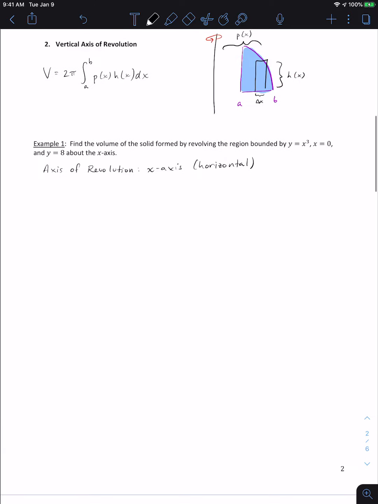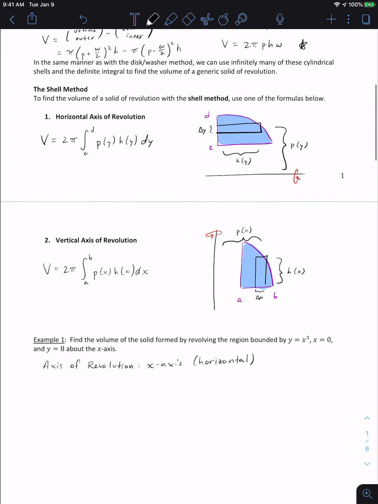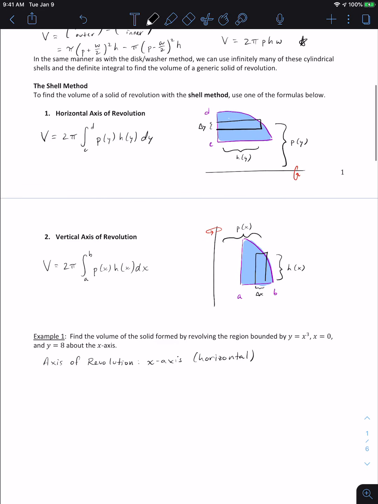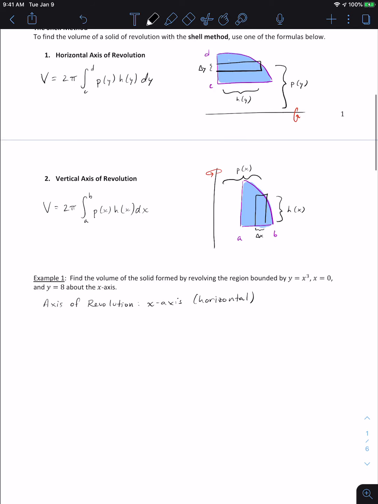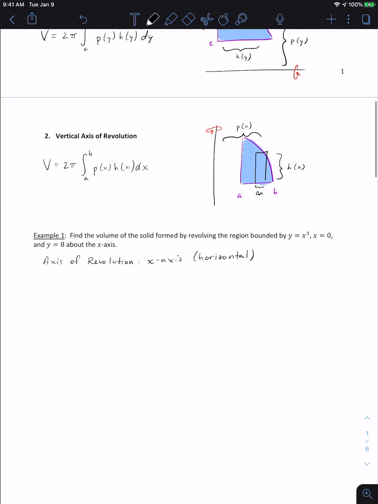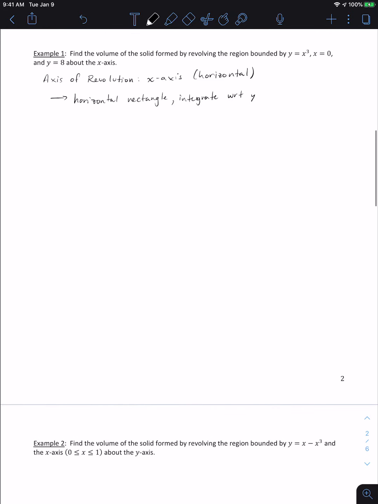Right? So using the shell method, if I have a horizontal axis of revolution, I know I need to integrate with respect to y. I know I need a horizontal rectangle, and I know I need to integrate with respect to the variable y. All right, so let's keep that in mind when we're drawing our picture here.